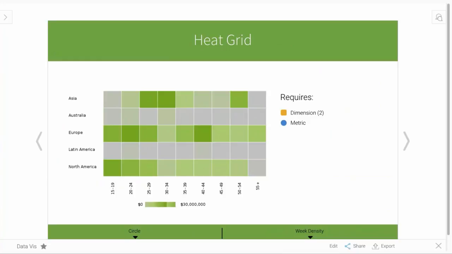So the next chart type is the heat map, which is also great for highlighting relationships, but in this case, relationships between two dimensions rather than two metrics, like with a scatter. So it does require two dimensions, one for each axis, with the metric highlighting the color in the middle. In this example here, the heat grid quickly highlights which demographics make the most money by region.